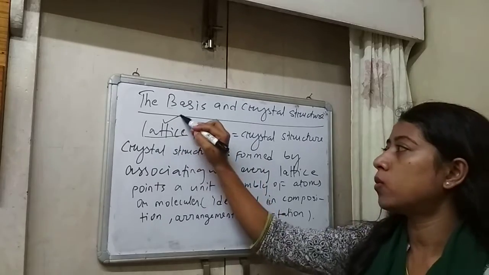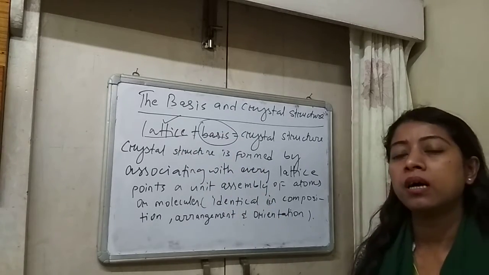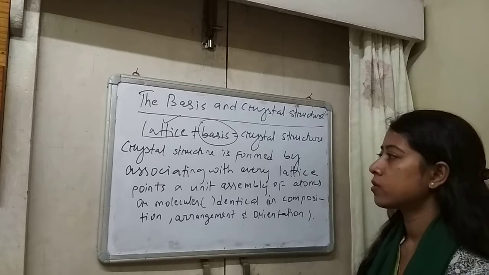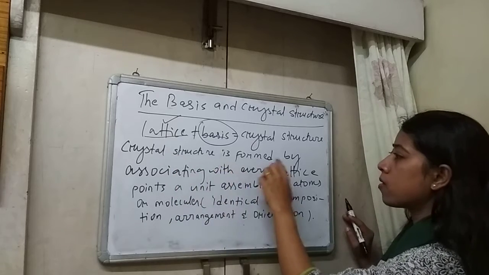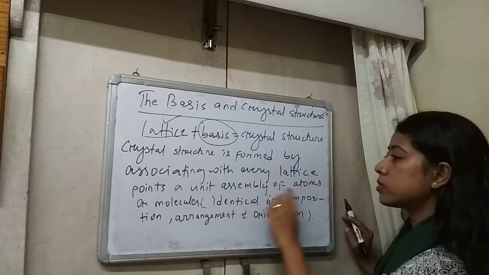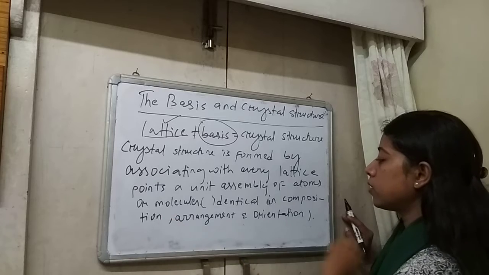Now you already know what a lattice is. Now what is basis? Basis is nothing but, in other words, a pattern. Some pattern has to be followed. So this is how a crystal structure is formed. I wrote that a crystal structure is formed by associating with every lattice point a unit assembly of atoms or molecules, identical in composition, arrangement and orientation.